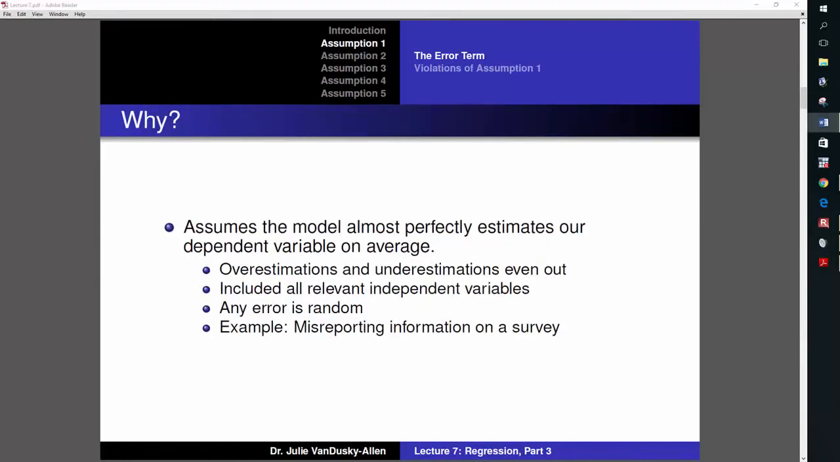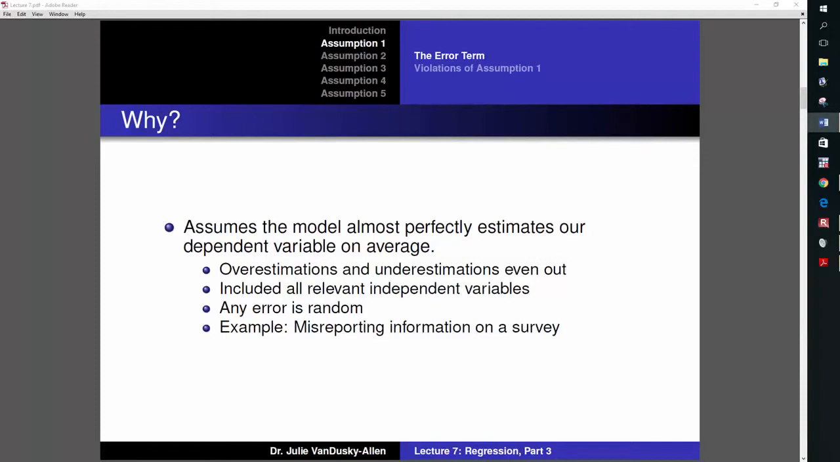Why? Because our regression models assume we perfectly estimate our dependent variable on average. Now, our regression models will overestimate and underestimate particular observations, but all of those overestimations and underestimations will cancel each other out, leading to an average error of 0. What is very important to note, however, is that even though the math always works out and we always get an average error of 0, we shouldn't necessarily be confident in our results.